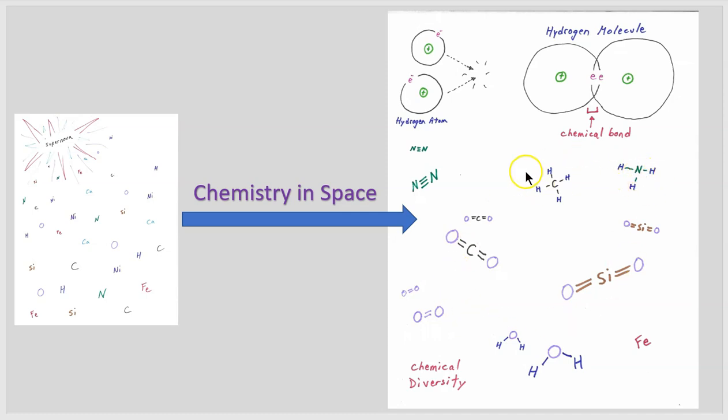So this is chemistry. Atoms are joining together in various combinations to form molecules. And so because there's a great diversity of different kinds of atoms, we have a large diversity of different kinds of small molecules here.